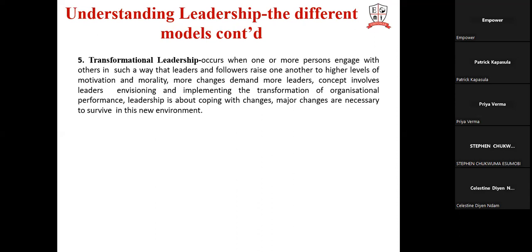And both the leader and the team members become motivated, and in this case, more changes demand more leaders. Its concept involves leaders envisioning and implementing the transformation of organization performance. And leadership is about coping with changes. Major changes are necessary to survive in this new environment.